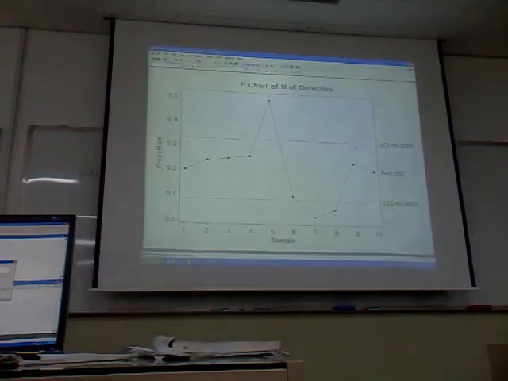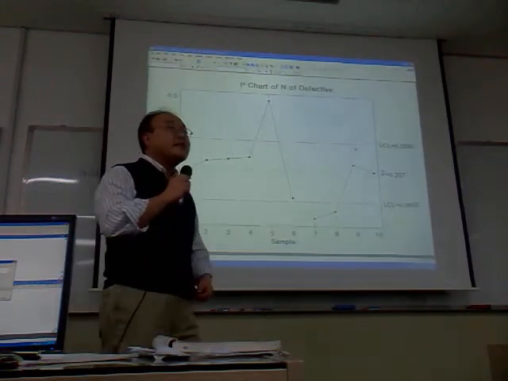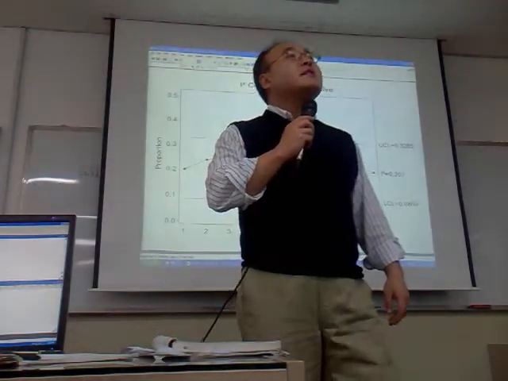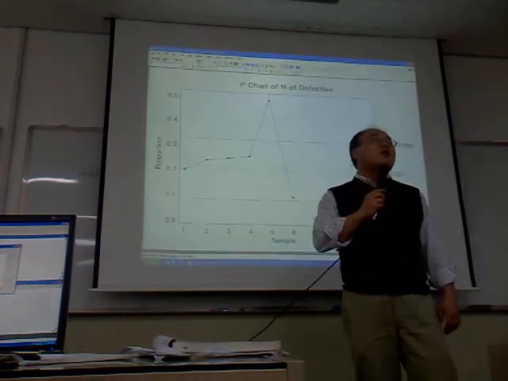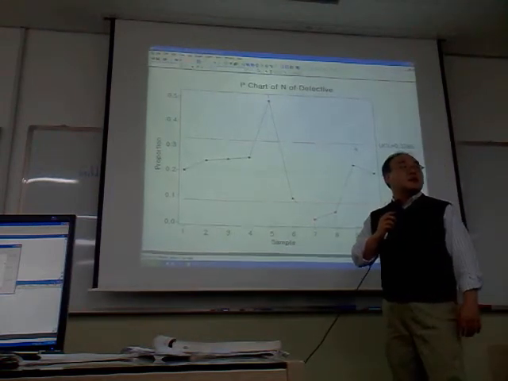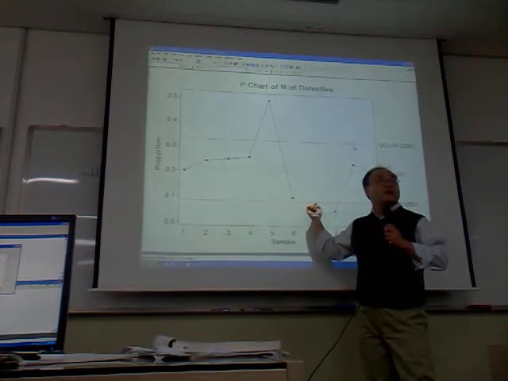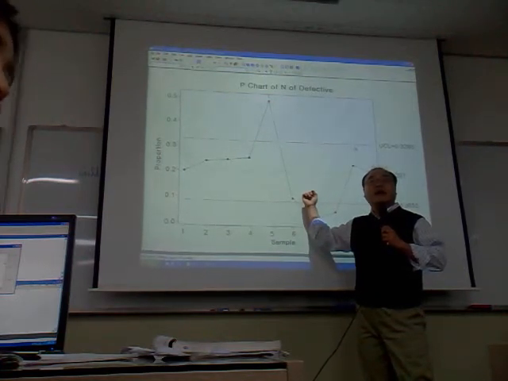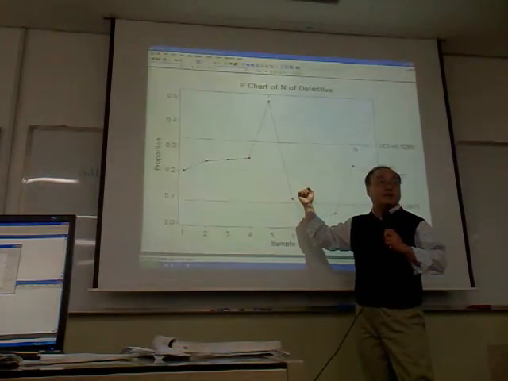And after you make this graph, you have to make a decision yourself. Is the probability of defective under control or out of control? What do you think? Sasha, what do you think? Out of control. Yeah, one time the probability of defective is too high.